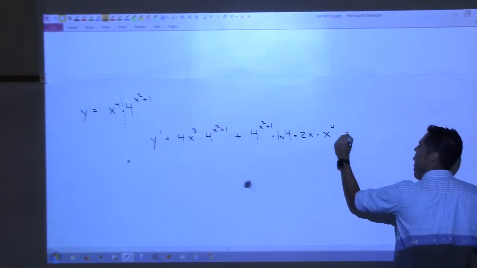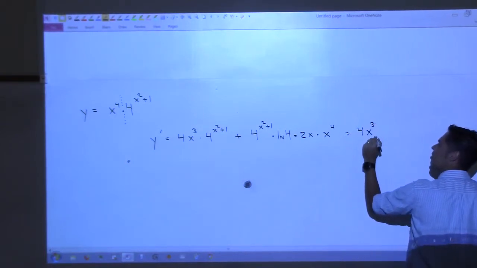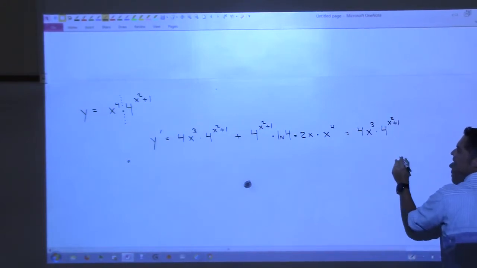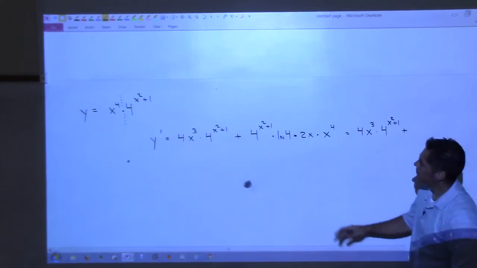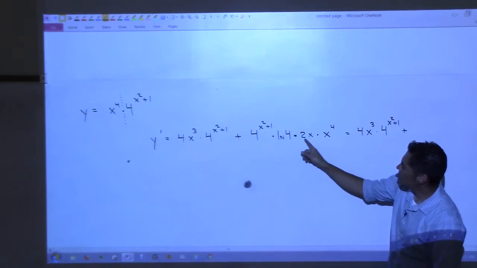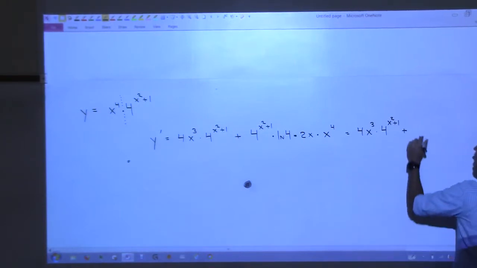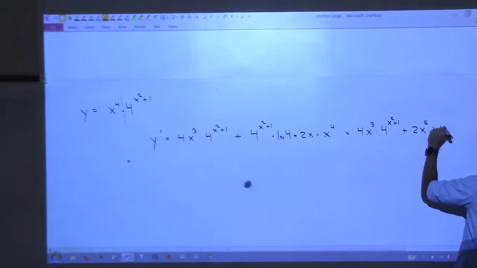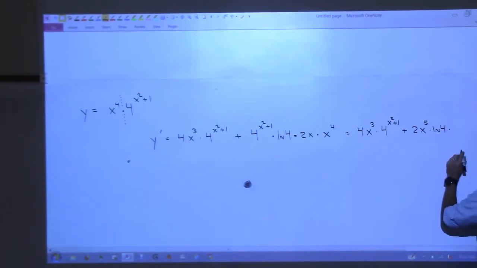I will do some cleaning here. 4x cubed times 4 to the x squared plus 1. And then plus, what do we have here? These I can put together? That's 2x to the fifth, isn't it? Okay, so I'm going to write 2x to the fifth times natural log 4 times 4 to the x squared plus 1. That looks a little better, I guess.